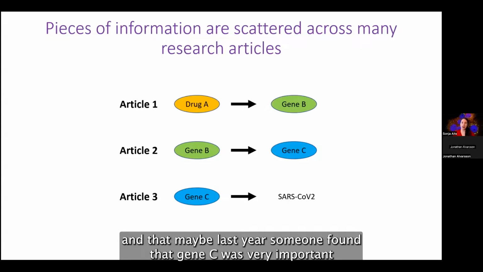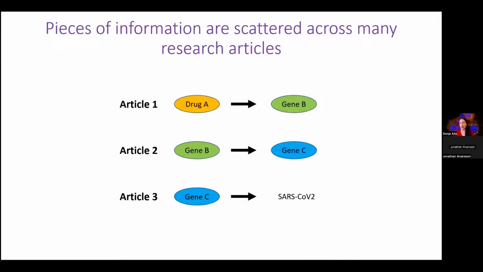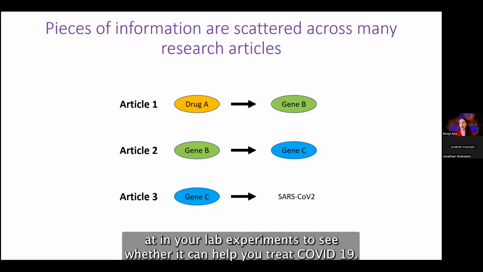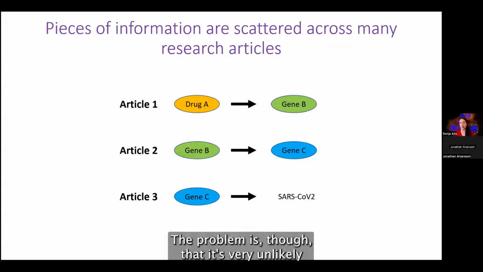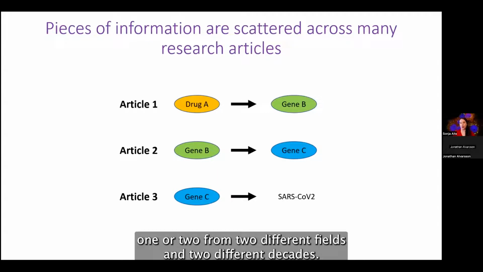And then maybe last year, someone found that gene C was very important for coronavirus replication, for example, which tells you as a researcher that maybe drug A is something you should be looking at in your lab experiment to see whether it can help you treat COVID-19. The problem is, though, that it's very unlikely that the virologist who came across Article 3 also came across Articles 1 and 2 from two different fields and two different decades.